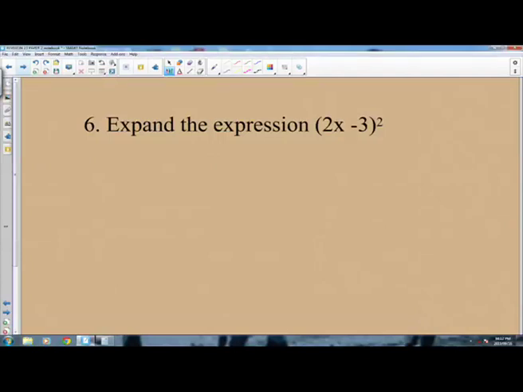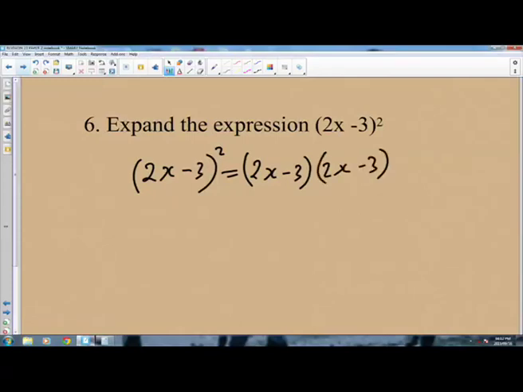It says expand the expression (2x − 3)². So the expression is (2x − 3)², which equals (2x − 3) times (2x − 3). It is not equal to 2x squared minus 3 squared. No, this is not what (2x − 3) all squared is equal to.